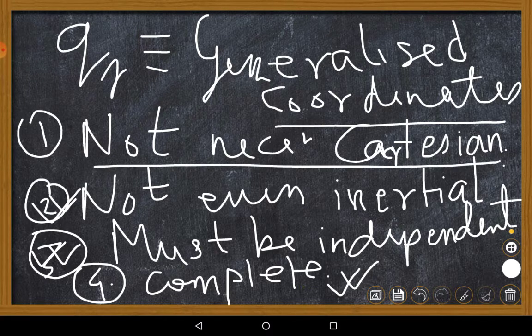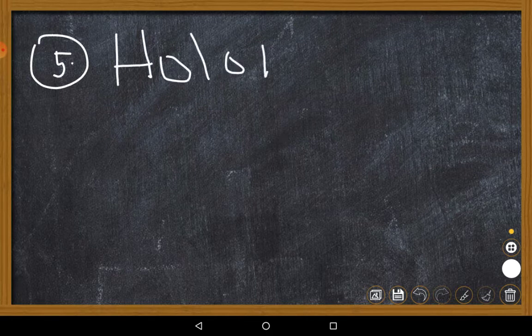And the fifth condition, perhaps the most important, the deciding factor whether we will apply our Lagrangian approach or not, is that a coordinate you choose is said to be generalized if by choosing that coordinate your system must be holonomic. Holonomicity is a very important condition which needs to be satisfied. I'll tell what holonomicity means.